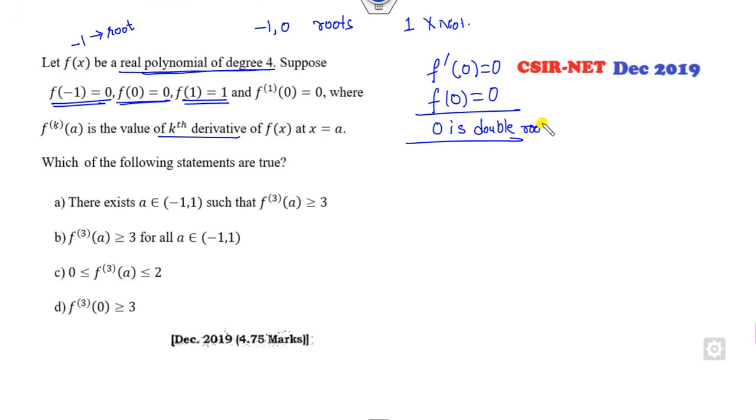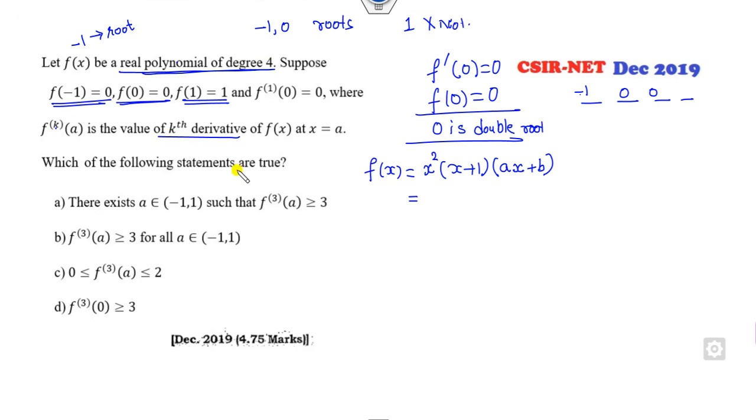Fine. Now it has 4 roots because it is a real polynomial. One root is my -1, a double root at 0, and the third root is unknown to us. So I can assume my polynomial will be (x + 1) times x square, so it has degree 3, then the remaining factor can be ax plus b, because the leading coefficient may be 1 or may be something else. So if I open this bracket, what will happen?